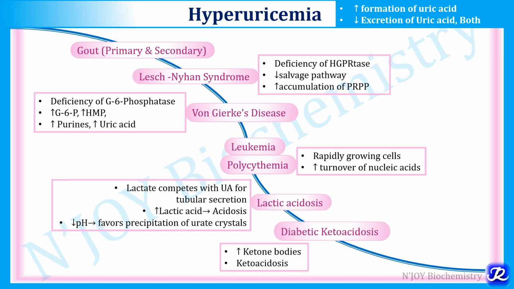In diabetic ketoacidosis, there are increased ketone bodies, and ketone bodies also compete with uric acid for tubular secretion, and that's why there is hyperuricemia. In conditions of glomerulonephritis, there is decreased GFR and decreased uric acid secretion. So all these conditions are associated with hyperuricemia.